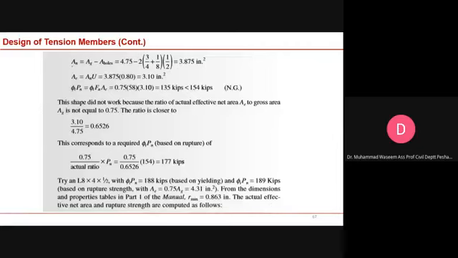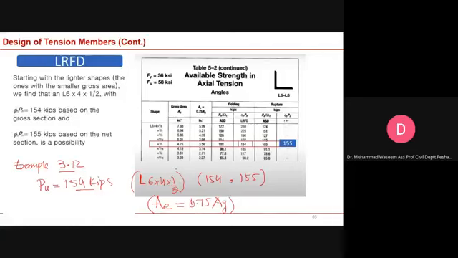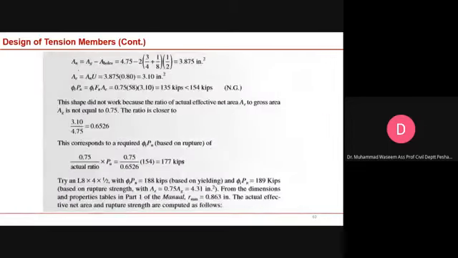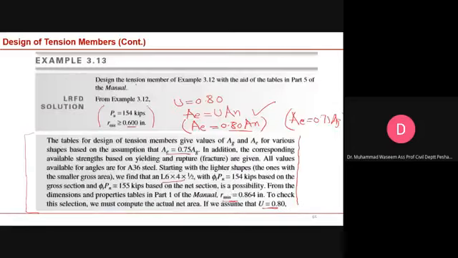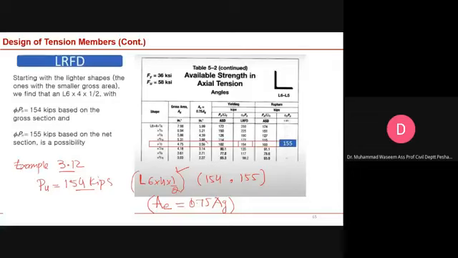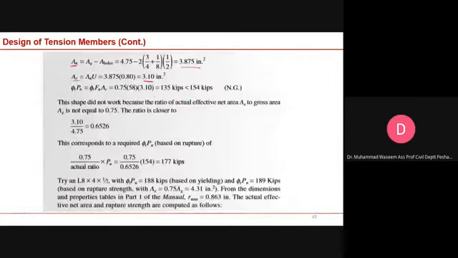So now we have to check our effective area. We have selected a member, this member. The gross area is 4.75 square inches. We calculate the net area, and there were two rows of bolts. Then you calculate the effective area, which is 3.1 square inches. If you go back to the table, the effective area in this case is 3.56, and what we are getting here is 3.1 square inches.